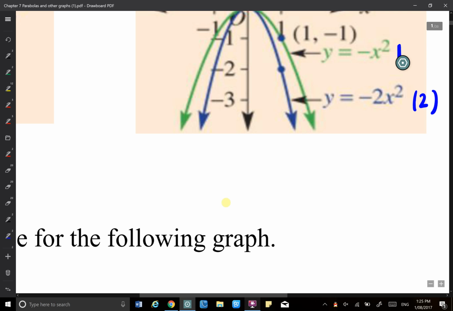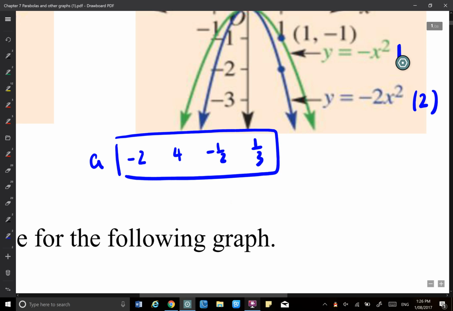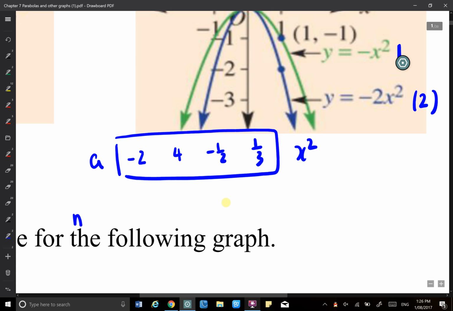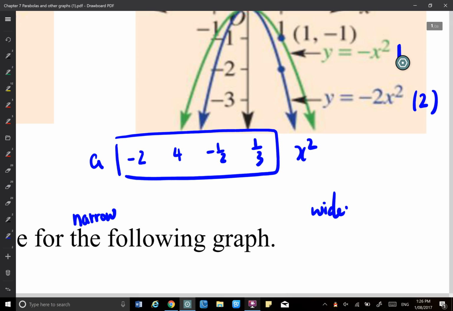Can you compare -2, -1/2 and the third? Okay, that's the coefficient of a. They all have x squared in the end. Which graph should have, can you just arrange them from narrow to the wider? Like which one is the most narrow one and which one is the widest one?